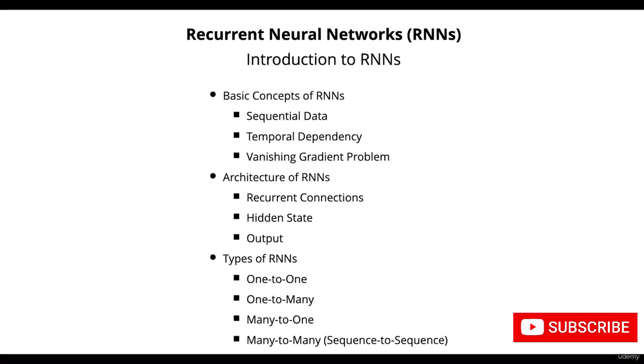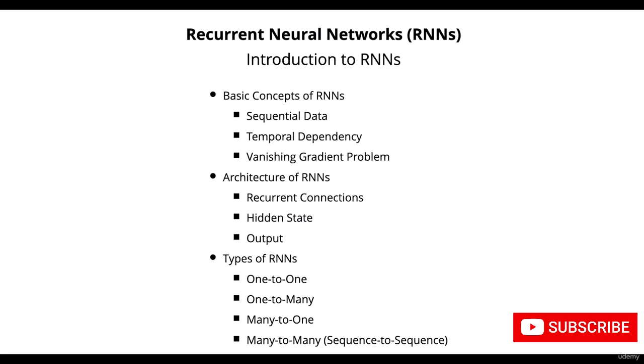Recurrent neural networks. Let's go with the introduction to RNNs. RNNs, or recurrent neural networks, are a class of neural networks designed to effectively process sequential data by maintaining an internal state or memory. They are widely used in natural language processing, speech recognition, time series analysis, and other sequential data tasks. Let's deep dive into the introduction to RNNs.